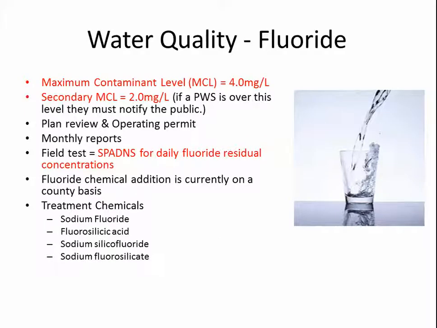Just some notes on fluoride. We have a maximum contaminant level for fluoride. It should not exceed 4.0 milligrams per liter, which is the same as parts per million. We also have a secondary MCL, and this means aesthetic quality of the water. It means that people will start to notice issues with the water if it exceeds the secondary MCL, which is 2.0 milligrams per liter. If a water system is over this secondary MCL, then that system must notify the public.